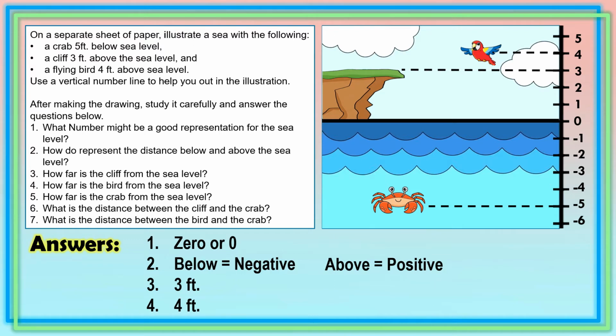Next, number 4. How far is the bird from the sea level? So, kagaya ng ginawa natin sa cliff, binilang lang natin kung gaano ba layo ang ibon sa sea level. So, we have 4 feet. For number 5, 6, and 7, this will be your activity or your assignment. Kaya nyo na to. Alam kong kayang-kaya nyo yan.